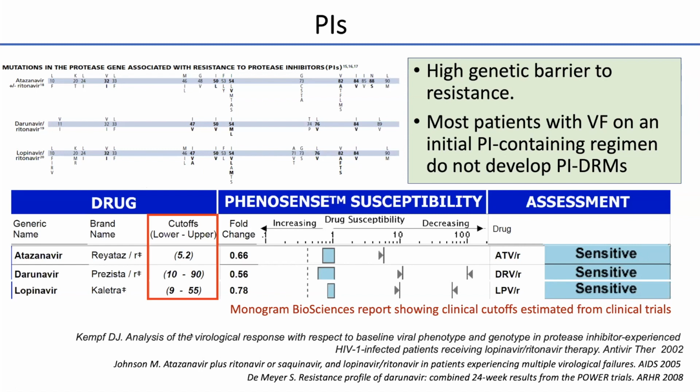Boosted lopinavir and boosted atazanavir have lower clinical cutoffs. For atazanavir, there has only been enough data to calculate a single clinical cutoff, and so reduction in clinical activity begins when the susceptibility is reduced more than 5-fold.